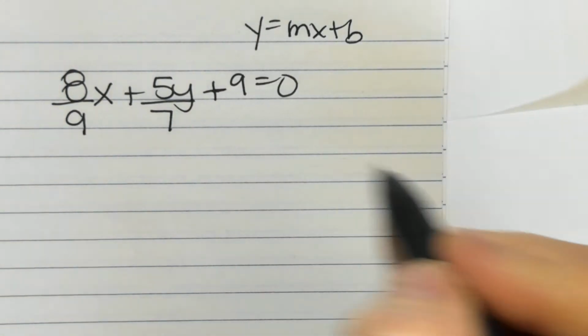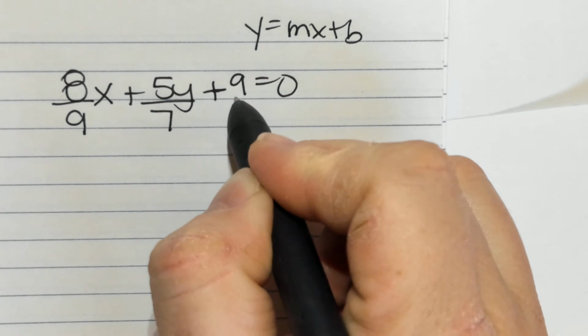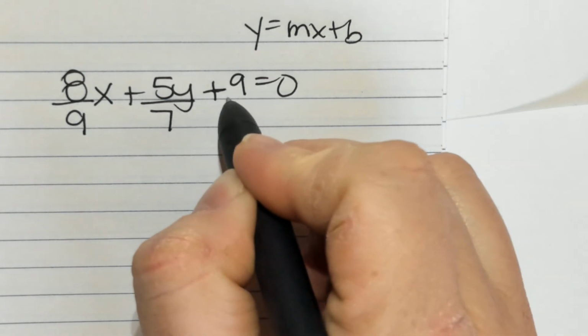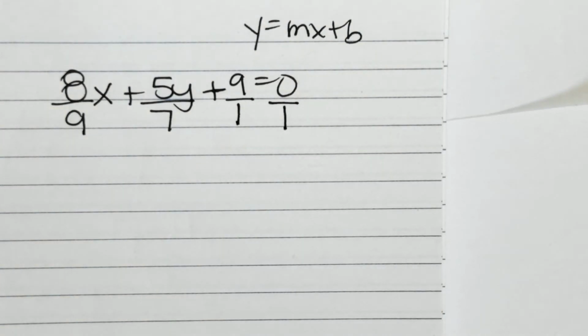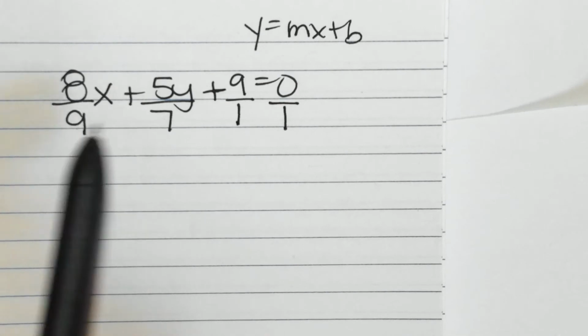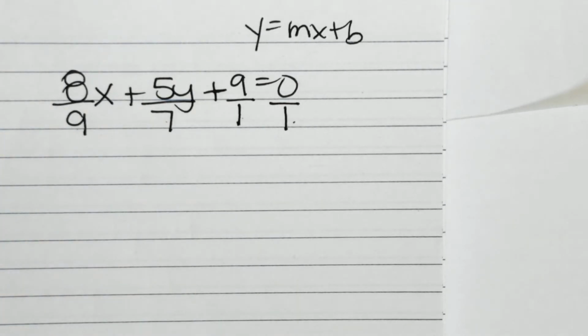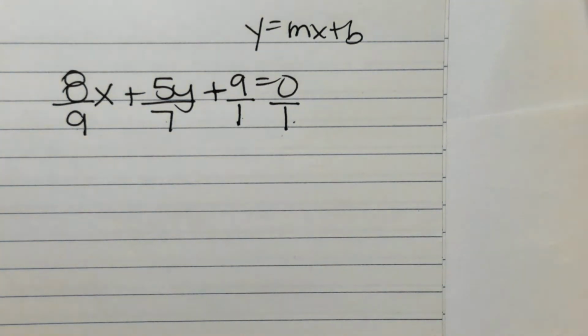So we've learned this year that with rational equations, that means equations that have fractions, I can place a 1 underneath any number that currently doesn't have a number in the denominator or the lower portion. And I look at the numbers 9, 7, 1, and 1. What is the smallest number that 1, 7, and 9 all nicely divide into?